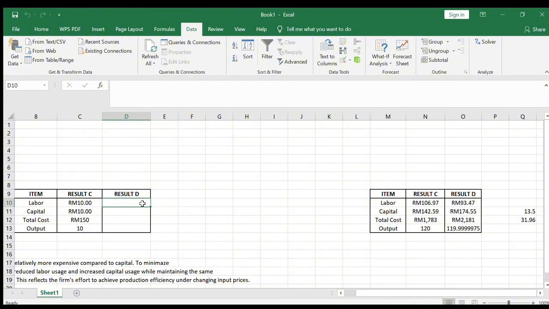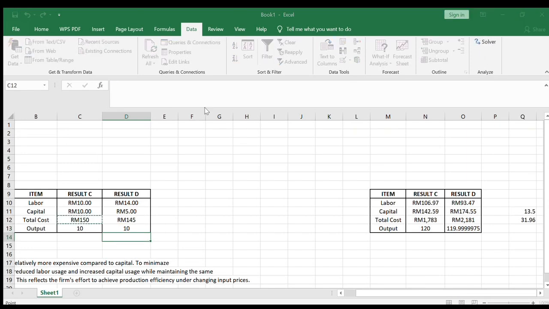For result D, label you must put 14, capital 5, total cost, plus 5, output also 10.